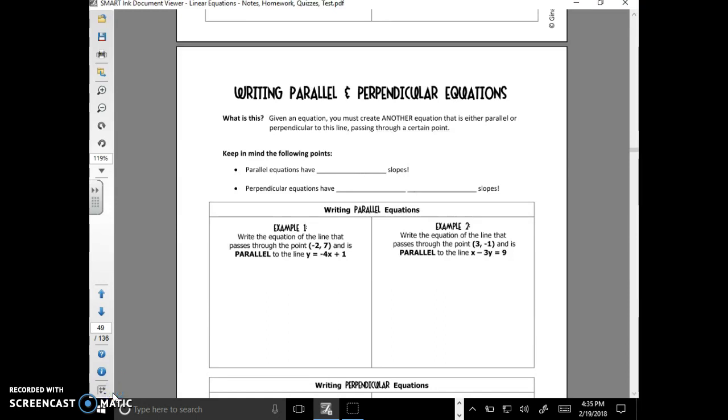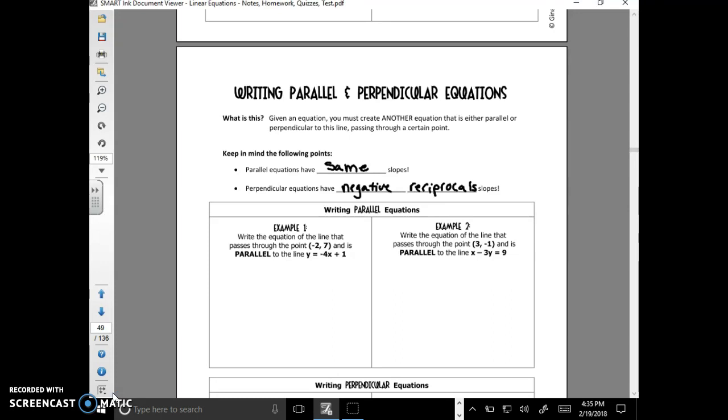Okay, so the second handout you're going to have is, we're going to fill this in, and I'm going to do one, and then I'm going to do one in perpendicular. So parallel equations have the same slopes, and perpendicular equations have negative reciprocals. Okay, so we're going to do example 1, you're going to do example 2.